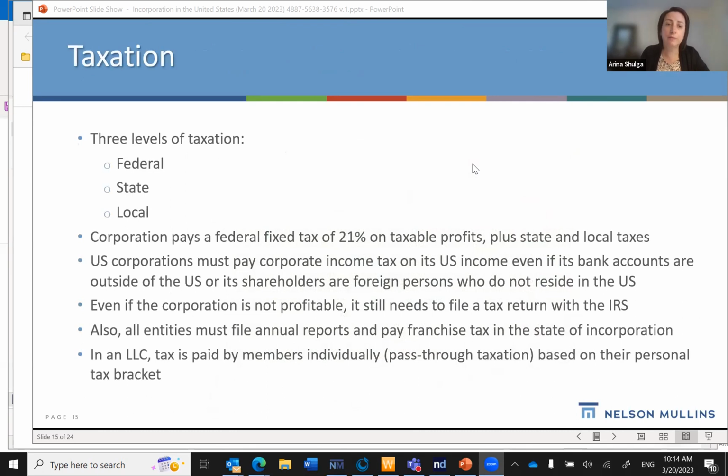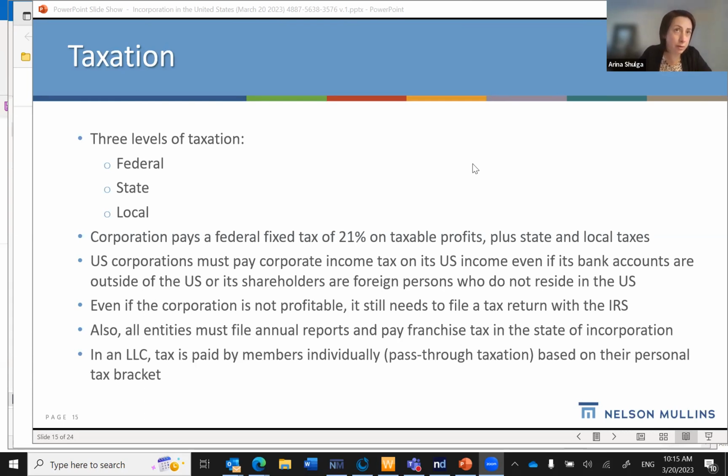So in the US, we have 3 levels of taxation: federal, state, and local. So federal, let's say a corporation pays a fixed tax of like 21% on taxable profits. Profits is revenue minus all the expenses, but obviously it's much more complicated than this. But that's it, 21%. In addition to that, the corporation will pay state and local tax.